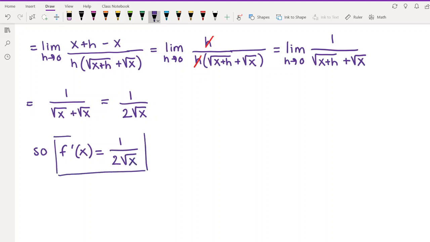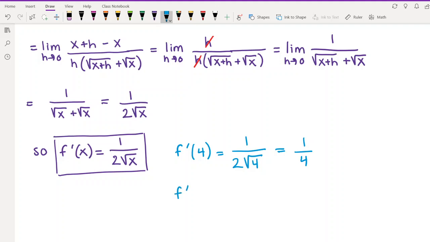So again, just to give a quick example, let's say we wanted to find the slope of the tangent line at x is equal to 4. Well, we would then plug 4 into the derivative function and we would get 1 over 2 times the square root of 4, and that would give us 1 over 4. So the slope of the line tangent to the original function at x is equal to 4 is 1/4.